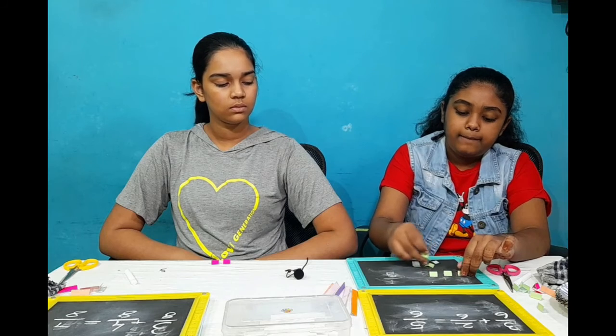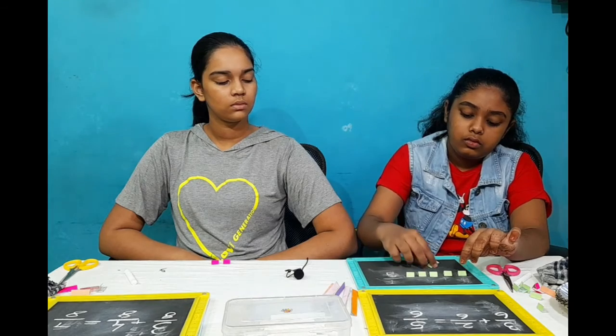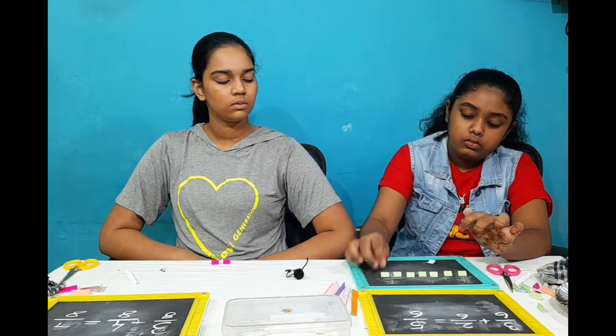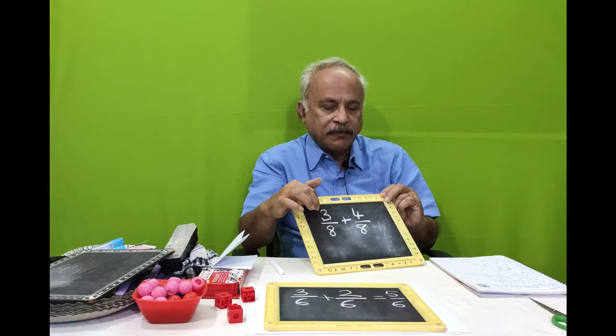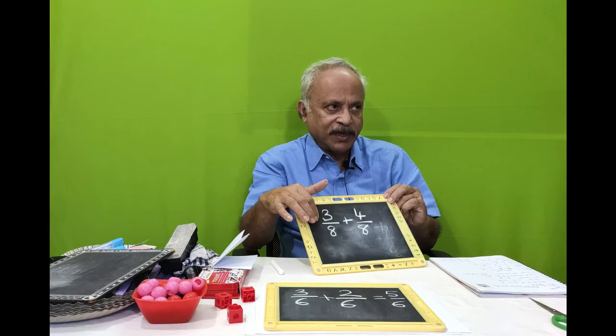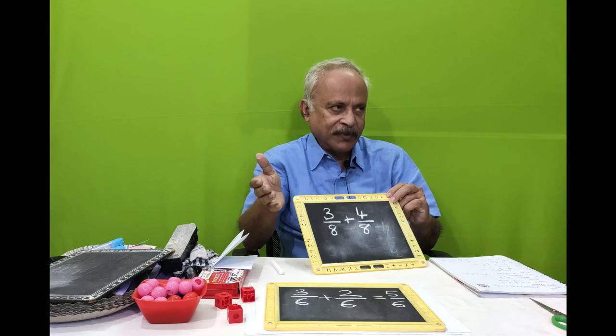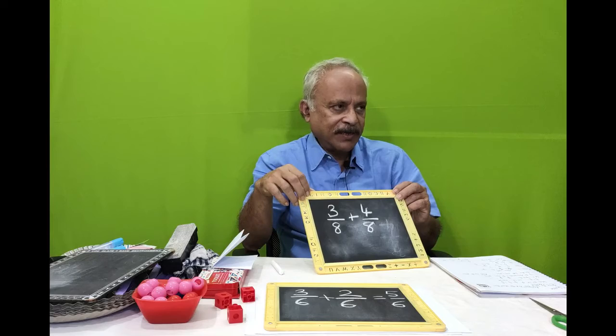To count the number of pieces. Eight. Okay, good. And now show this addition. Right. So which is the first? Which is this number here? 3 by 8. That is the long form of 3 by 8: 1 by 8 plus 1 by 8 plus 1 by 8. And this one here is? 4 by 8. When you add them, you get? 7 by 8. 7 pieces, which in long form is 1 by 8 plus 1 by 8, 7 times. And the short form is 7 by 8.